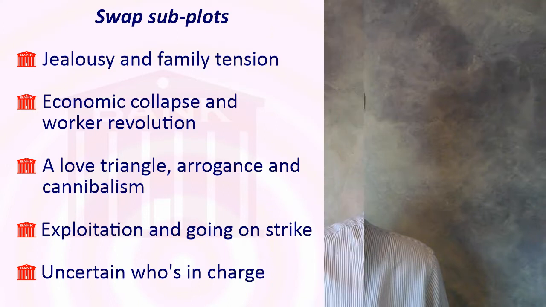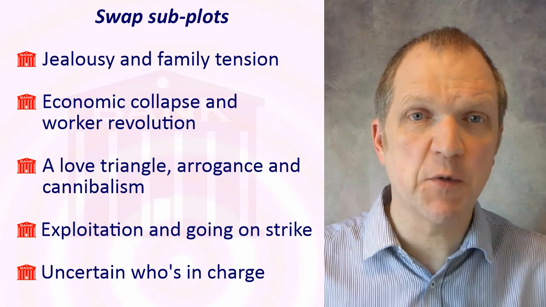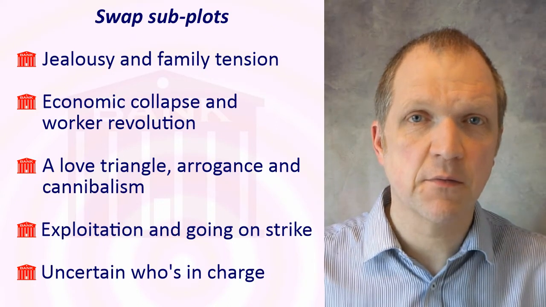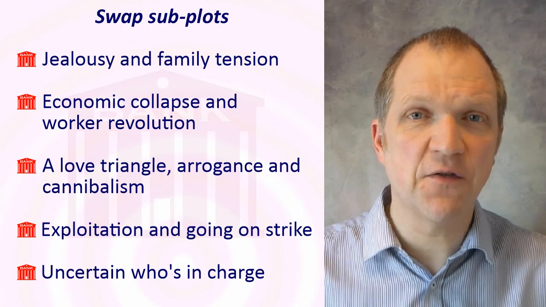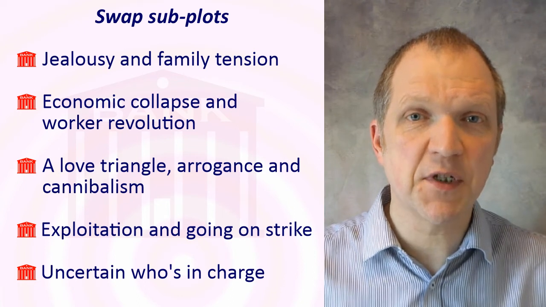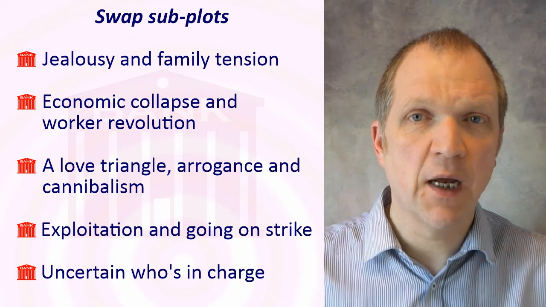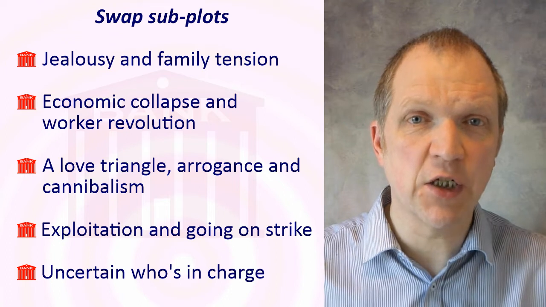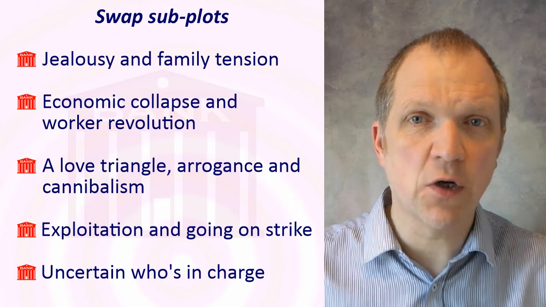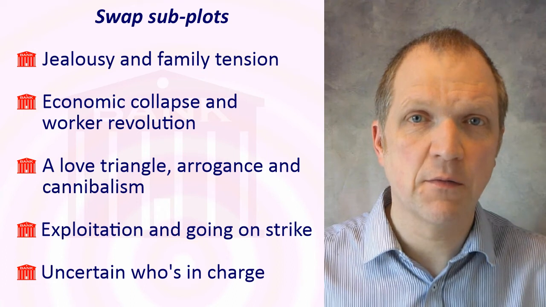In this final video in this series, I show some further steps you can take to expand the number of story ideas. One way is to swap subplots between the initial story ideas. Some of the subplots from my previous video include jealousy and family tension, economic collapse and worker revolution, a love triangle, arrogance and cannibalism, exploitation and going on strike, and uncertainty about who's actually in charge. Let's look at swapping some of these subplots around.